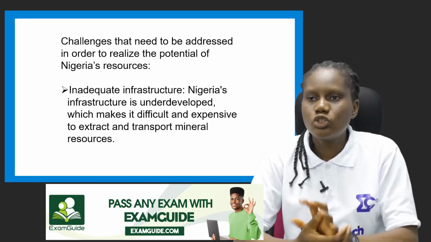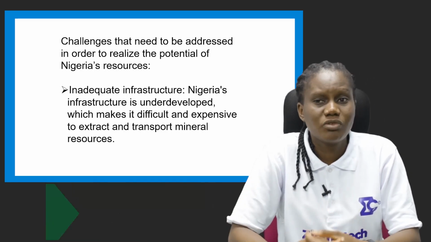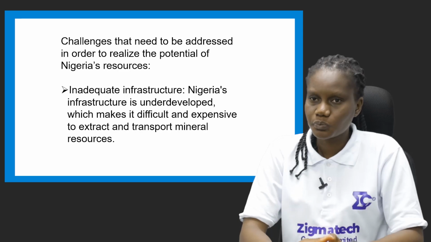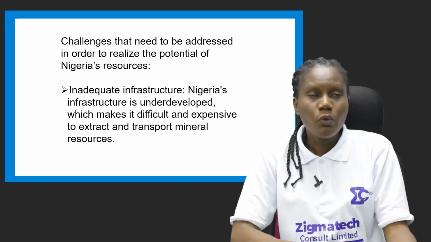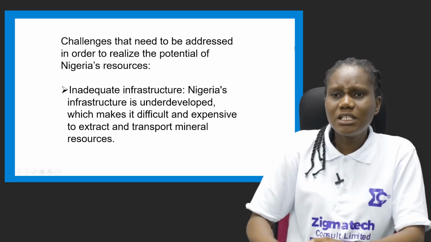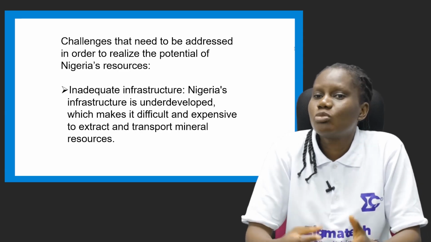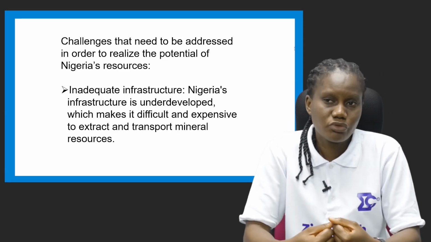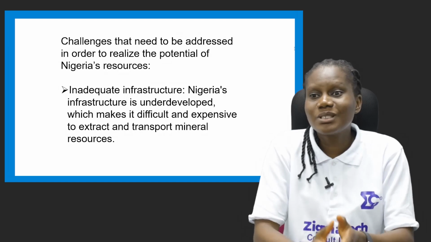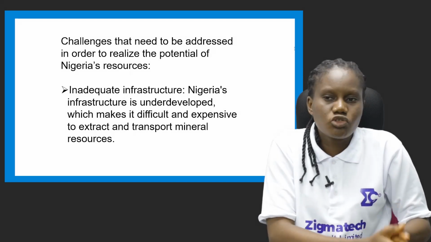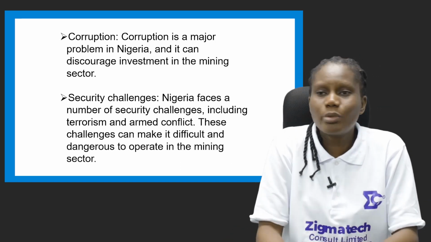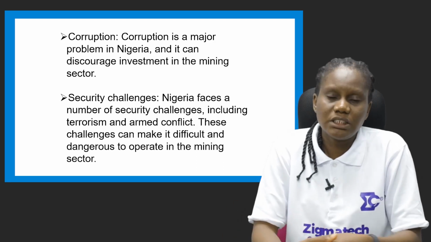So what are the challenges that need to be addressed in order to realize the potential of Nigeria's resources? You can see that Nigeria has a lot of mineral resources. We just mentioned a few which are the most pronounced and major in Nigeria. We have others that Nigeria has. So what are the things that are serving as impediments or challenges that need to be addressed in order to realize the potential of Nigeria's resources? Number one is inadequate infrastructure. Nigeria's infrastructure is underdeveloped. That's the truth, which makes it difficult and expensive to extract and transport mineral resources. Another thing is corruption. Corruption is a major problem in Nigeria, and it can discourage investment in the mining sector.